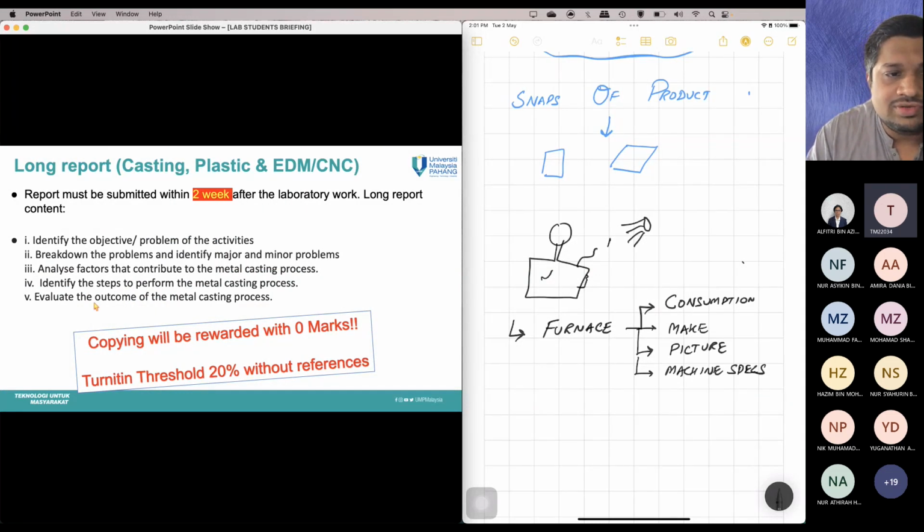In the lab report, you need to include the objective of the lab report, the problems which we have seen in the lab sheet already, the factors that contribute to the metal casting process, the steps which are taken to perform the metal casting, and what is the outcome or the final product, what it looks like, what are the characteristics of the final product. Something that you should mention in your lab report for all casting, for all plastic, and for all EDM and CNC machining.